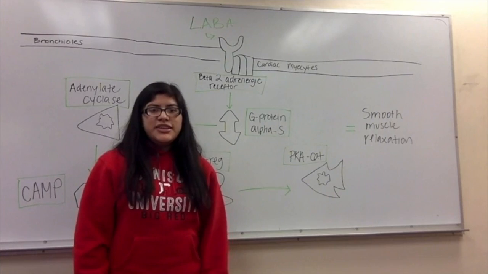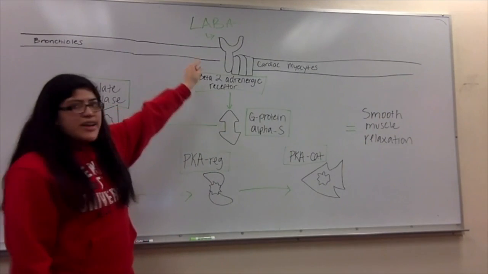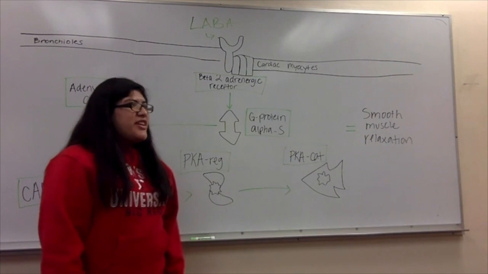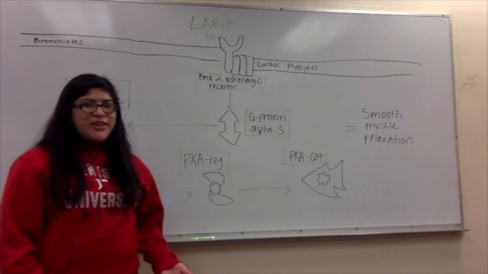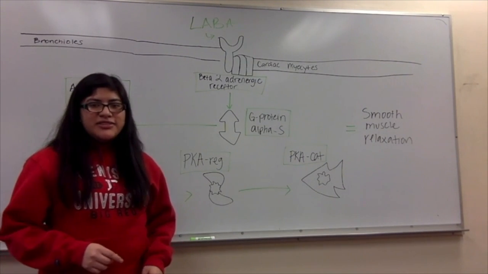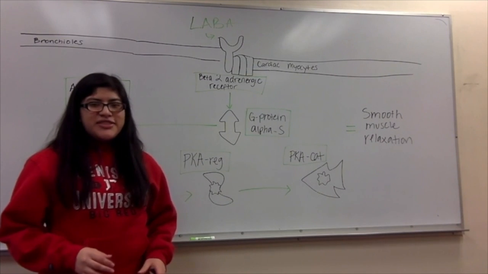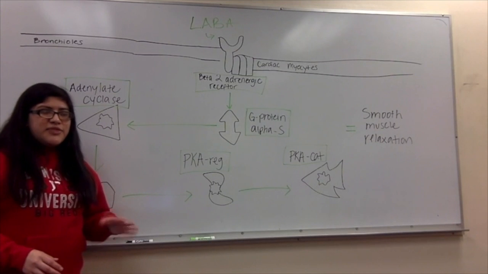Hey guys, today I'm going to be talking to you about how salmeterol, which is a long-acting beta-2 agonist, works. It works the same way as short-acting beta-2 agonists, but it lasts way longer. Compared to the SABAs, which only last about 3 to 6 hours, the long-acting beta-2 agonist lasts about 12 hours-ish.